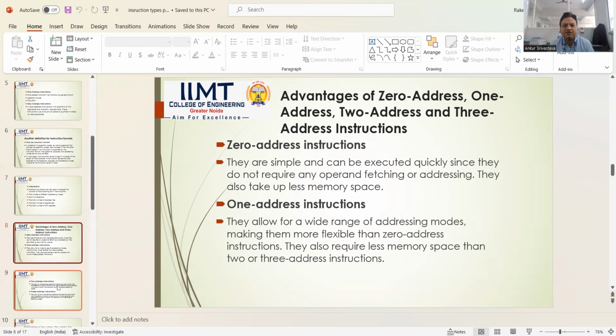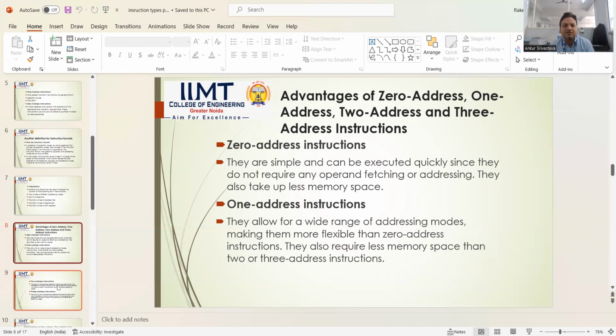They allow for a wide range of addressing modes, making them more flexible than 0 address instructions. They also require less memory space than 2 or 3 address instructions. Yes, it is right that they require less memory space than 2 or 3 address instructions. Why? Because 2 address instructions hold 2 source registers and 3 address instructions hold 3 addresses, which is why they take more memory in comparison to 1 address. So if we ask which address instruction is holding the lowest memory, we can see that 0 address instruction is holding the lowest memory.